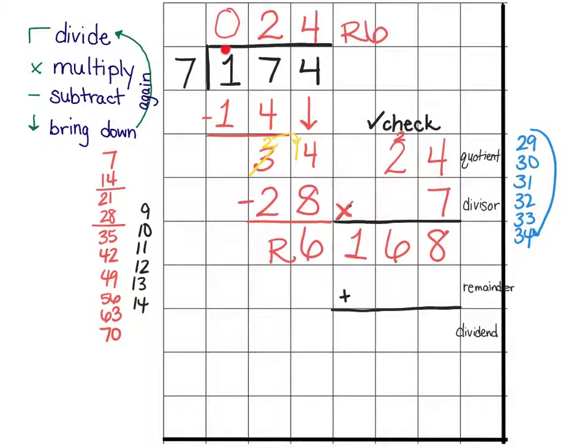That is not what we started with, so we still need to add our remainder of 6. Plus our remainder of 6. 8 plus 6 is 14. 1 plus 6 is 7, and 1 plus 0 is 1. This is our dividend that we started with. So, give yourself a star. You have correctly completed this problem.